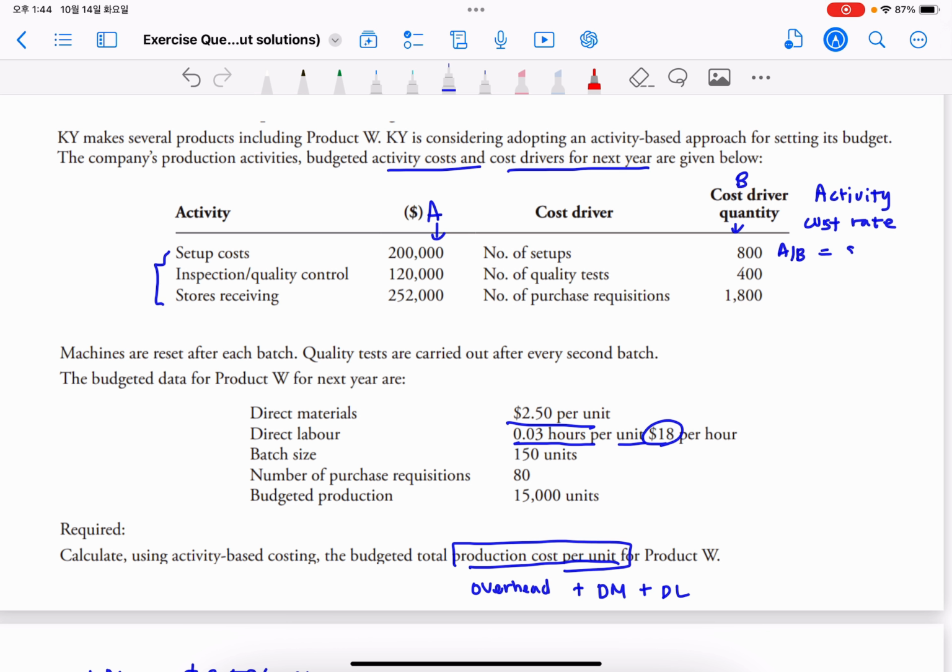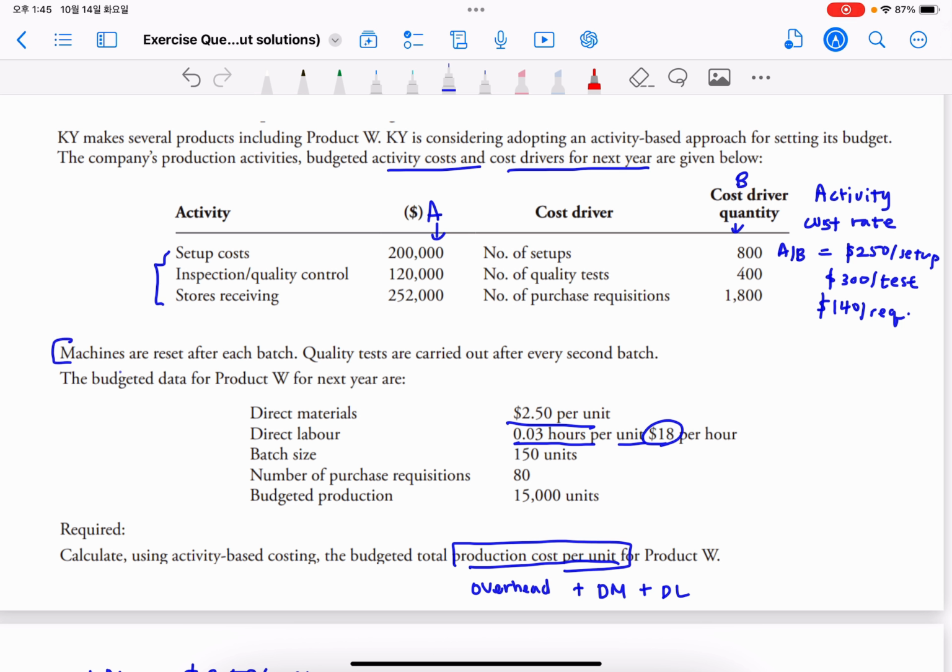The first is going to be $250 per setup. And then for the second one, we will be having $300 per inspection, per test. Lastly, 252K divided by 1,800 is going to be $140 per requisition. Okay. Let's first go through the setup.